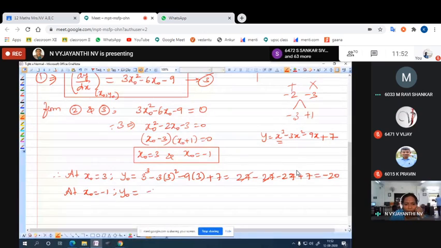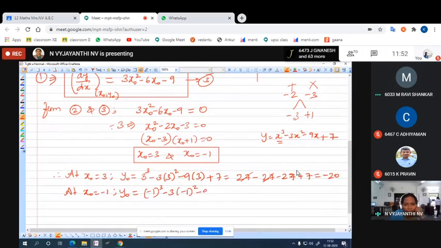Minus 1 the whole cube, minus 3 into minus 1 the whole square, minus 9 into minus 1 plus 7, equal to −1 − 3 + 9 + 7.